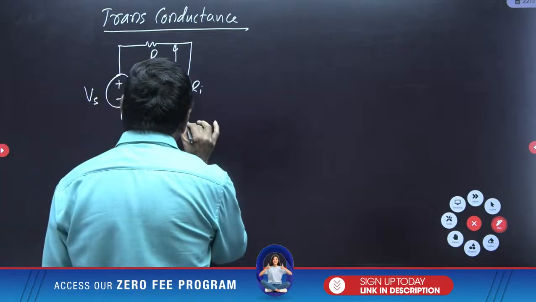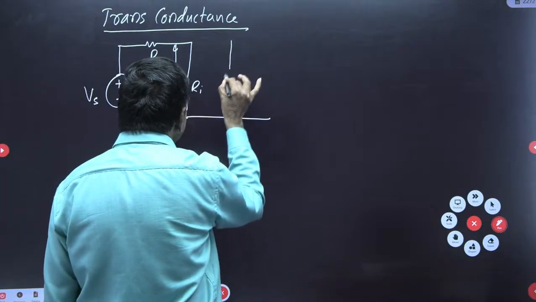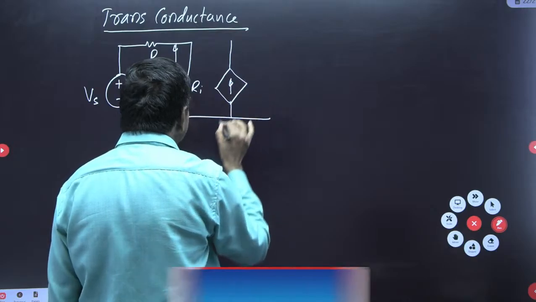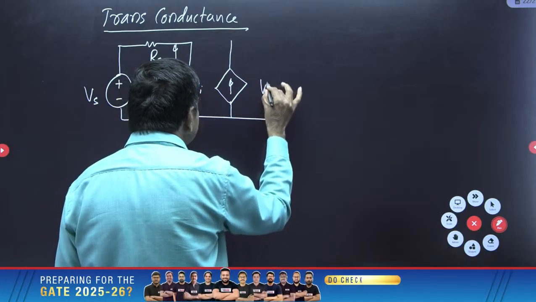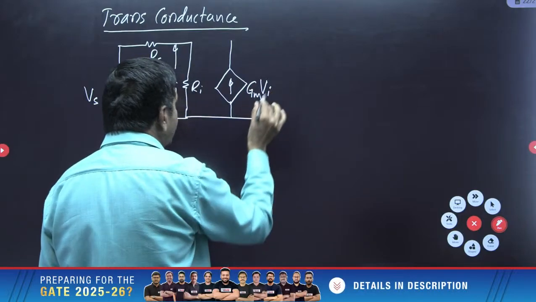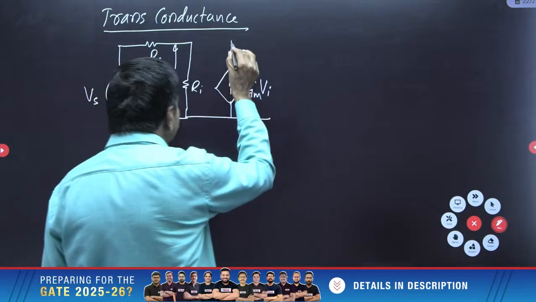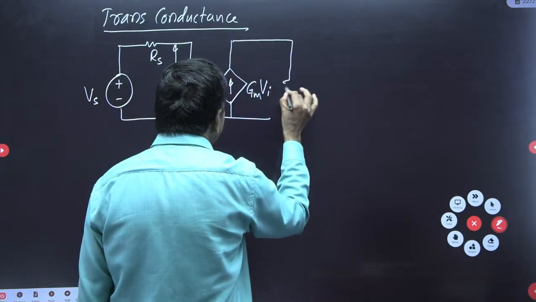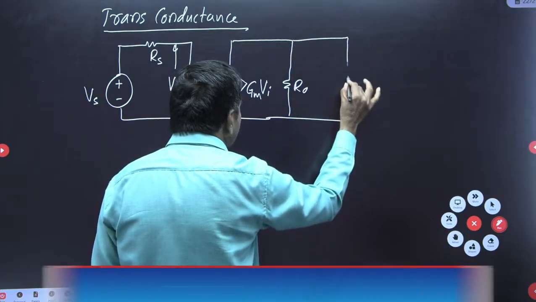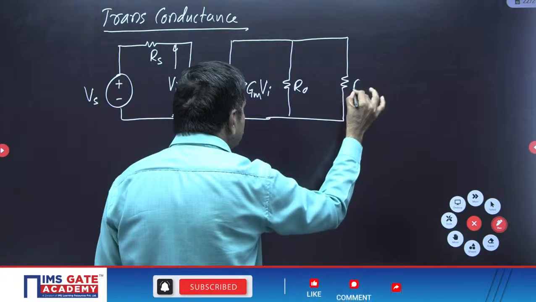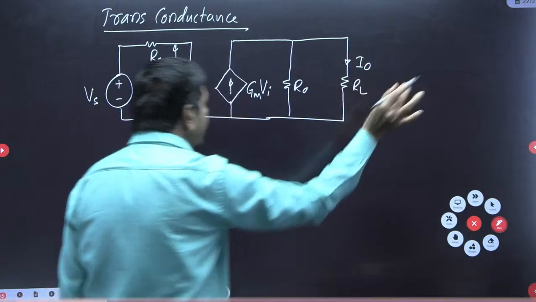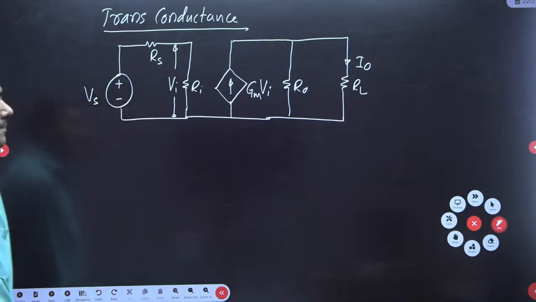But output must be the Norton's equivalent circuit, I said. In the Norton's equivalent circuit, it depends upon the voltage. Voltage is to be multiplied by Gm, small m. Conductance into Vi is nothing but the current, and this is connected parallel to R0 and parallel to the load. For the Norton's, you will give importance to the current. This is I0 or IL, your wish.